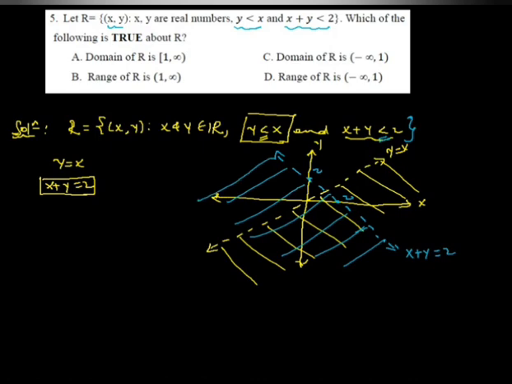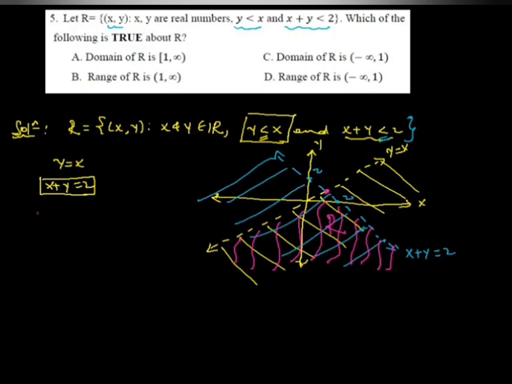Here we have a common region. So this region is the graphical representation of the relation. This is the region of our relation. Now we can talk about the domain, range and some other things. So we need to know this intersection point.